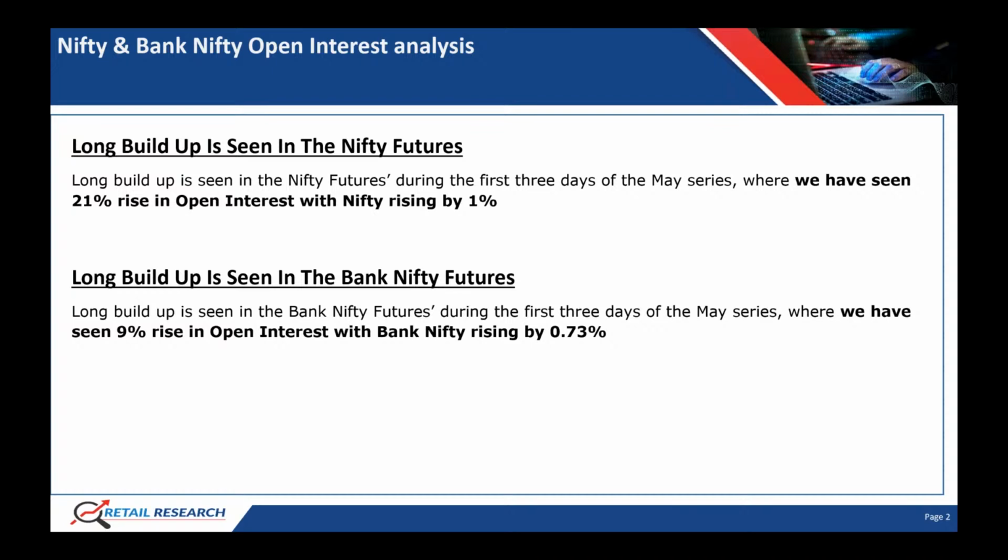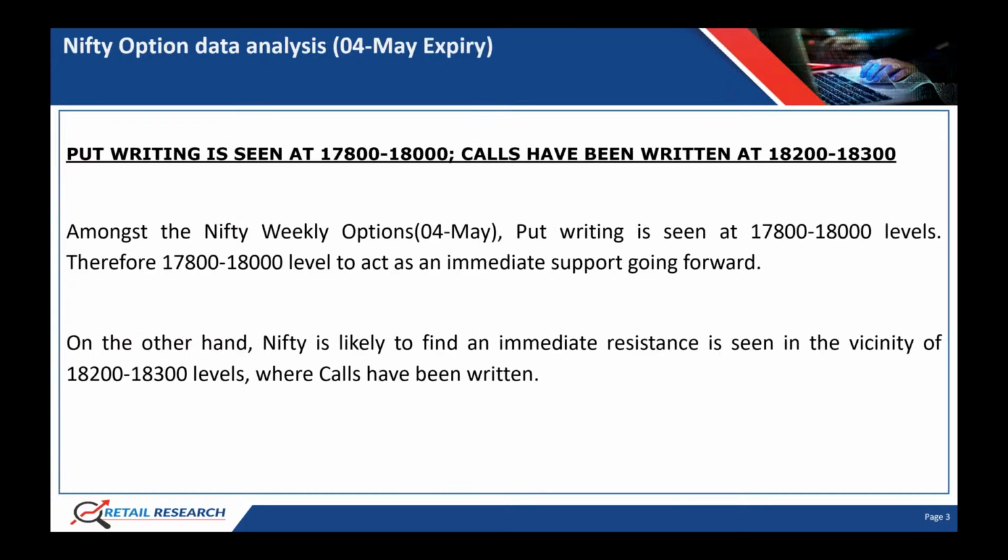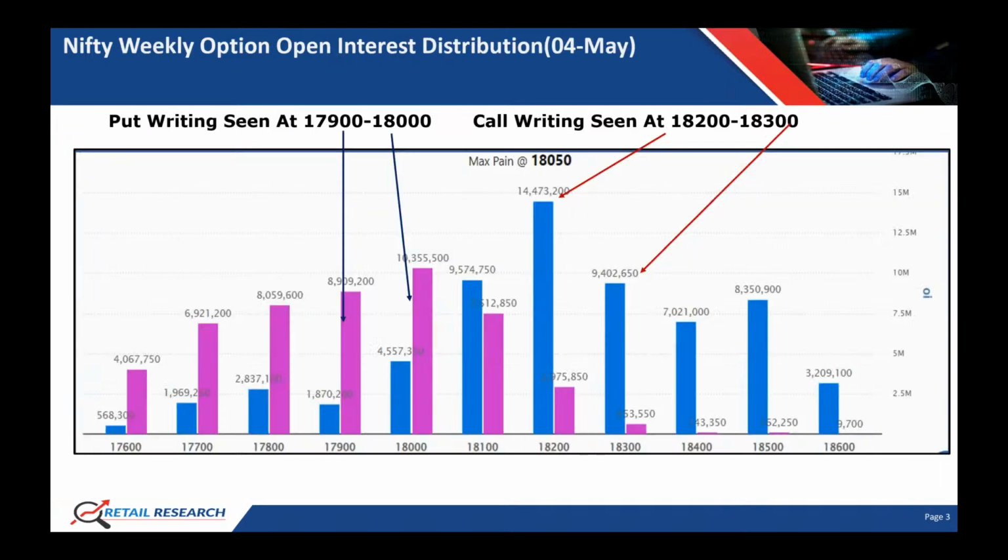So long buildup is being seen in the market. Around 17,800 to 18,000 level, we are seeing a lot of put interest. That means traders are expecting these levels, 17,900, 17,800, 18,000, to be levels where support is there. This is where the puts have been written. For tomorrow, 18,200, 18,300 are the hurdles.